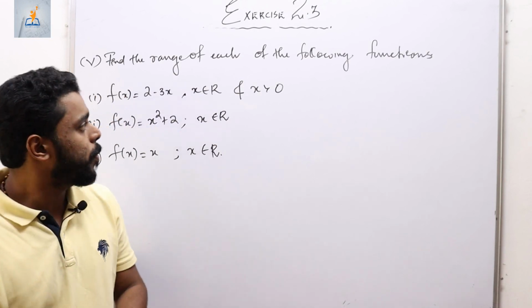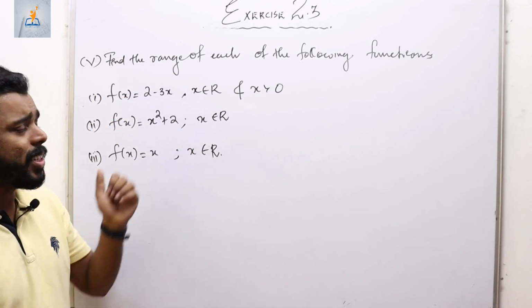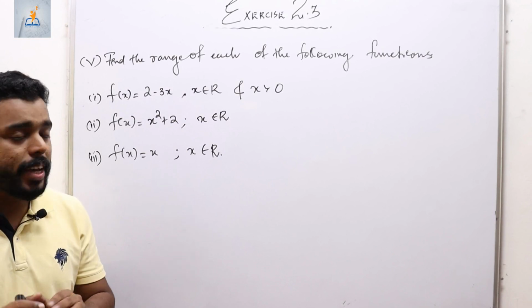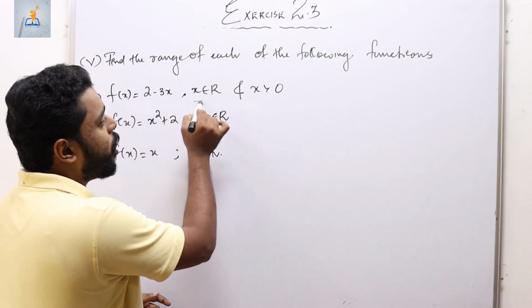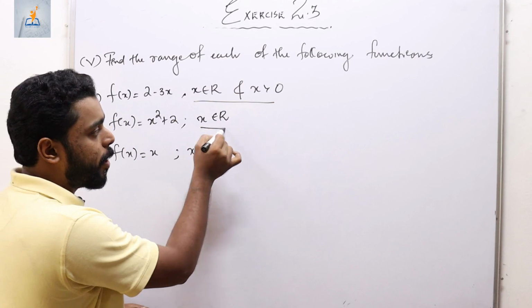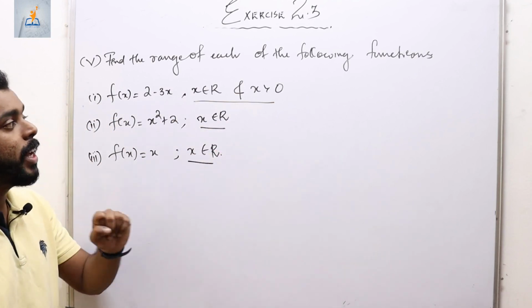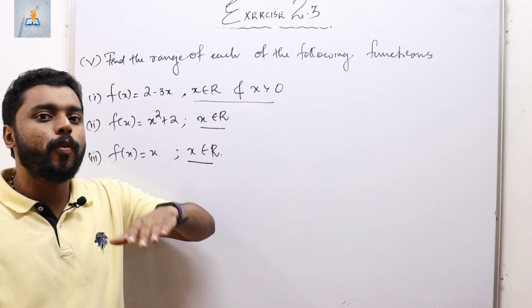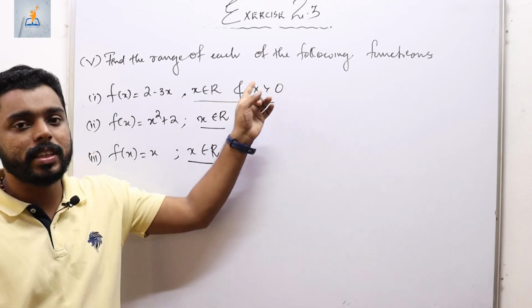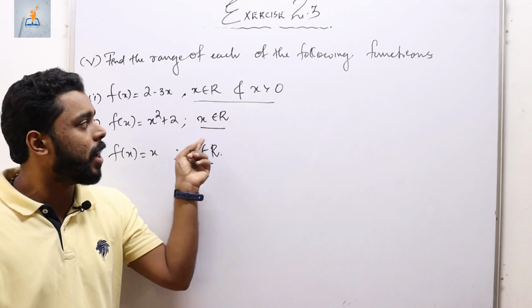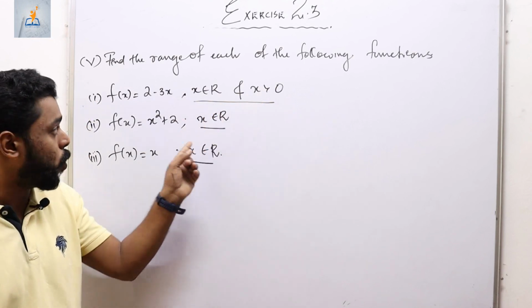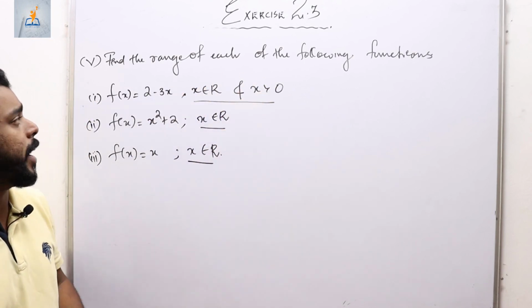Okay. Now, let me ask you a question. What is the domain of these functions? Yes, it is clear that the domain of the first function is this, the domain of the second function is this, and the domain of the third function is the set of real numbers. Why? Because the domain means the set of all input values. We are given the set of all possible input values, x. So this is the domain. So we have to find the range.